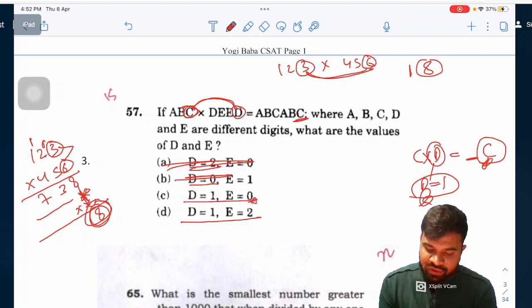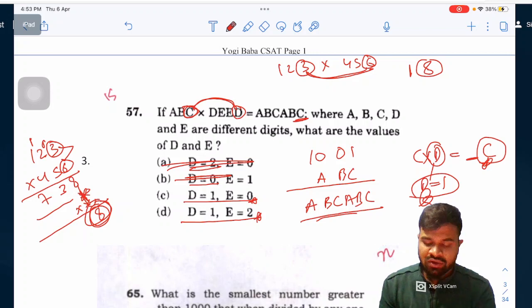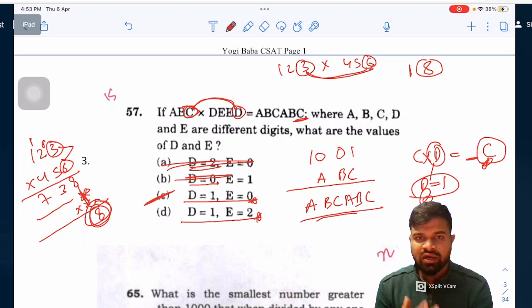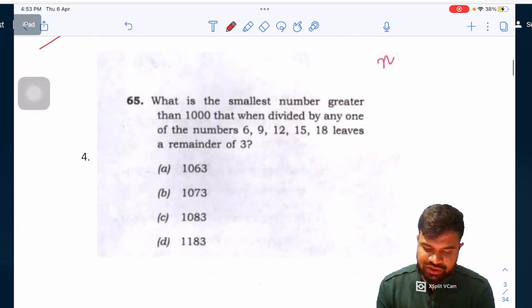Now, you can try to put and check it, something like 1001 into ABC, and you will find that the answer is ABC, ABC. You can either check it using multiplication, by putting in one or two, or if you are aware of basic mathematics, you can go by logic also, that it will be one only, because for two it will be a very large number. Okay, this is how you will approach this question.